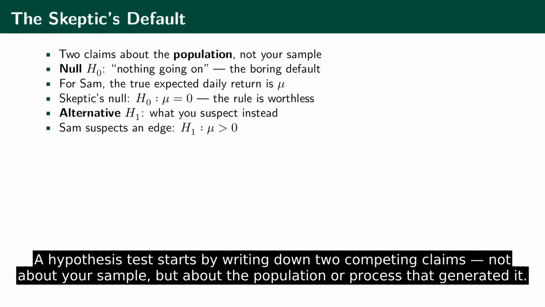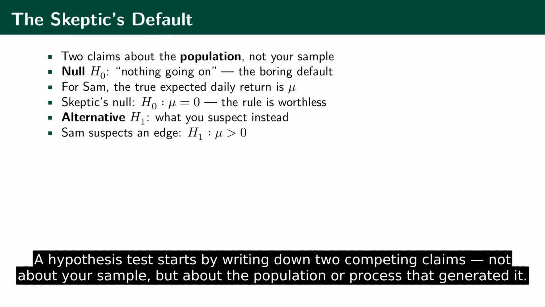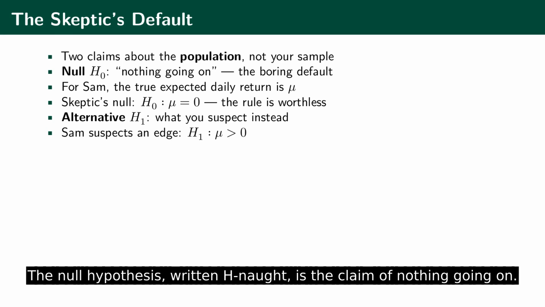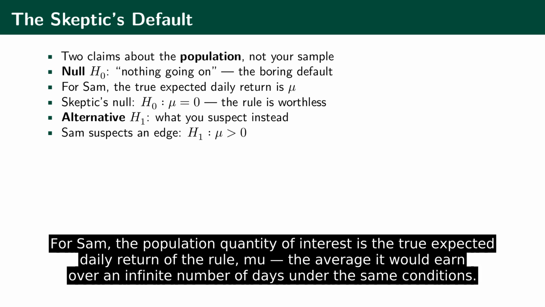A hypothesis test starts by writing down two competing claims, not about your sample, but about the population or process that generated it. The null hypothesis, written H0, is the claim of nothing going on. It is the skeptic's position, the boring default you believe, until the data force you off it.